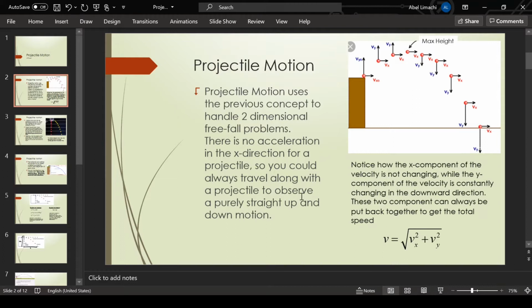So projectile motion, we were working with one direction the entire time, and what projectile motion does is now it combines both directions, the x and the y direction. So projectile motion uses the previous concept to handle two-dimensional free fall problems. As this is free fall, in free fall the acceleration in the y direction is equal to g. There is no acceleration in the x direction for a projectile.